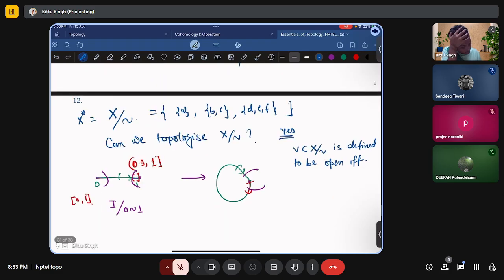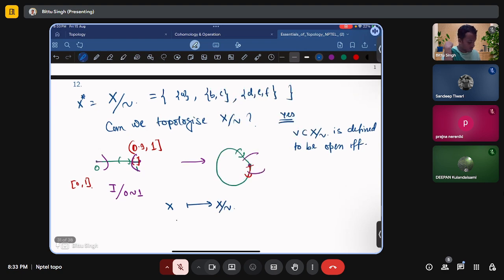I am considering this space X, and I am considering the projection map. Let me denote it by P. P sends x to the class of x. For example, in this example, 0 goes to the class of 0. Class of 0 means there will be 2 points, right? Something like this. Is it clear?